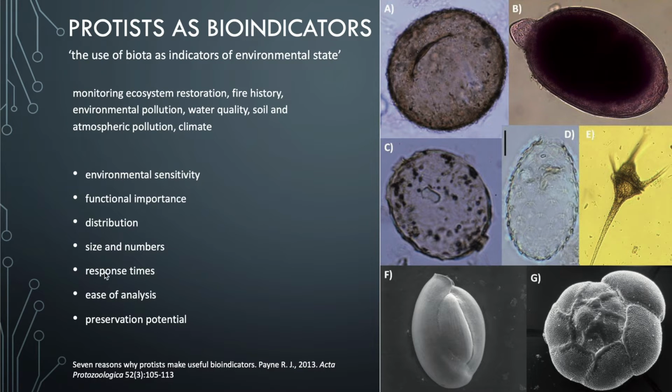They are easy to analyze. They can be either grown in the lab, but most likely these days their presence is identified and examined using molecular techniques. And some of these soil protists, particularly the testate amoebae, have great preservation potential, having shells and being able to be left in the fossil record, for example. So we can see over time what has happened in the environment based on these protist shells as bioindicators.